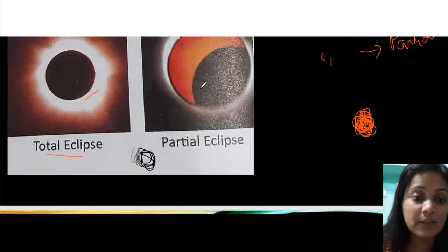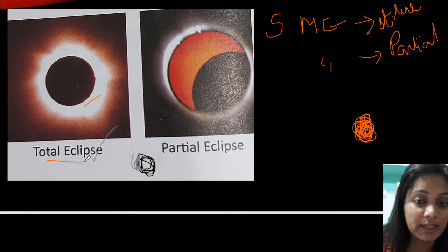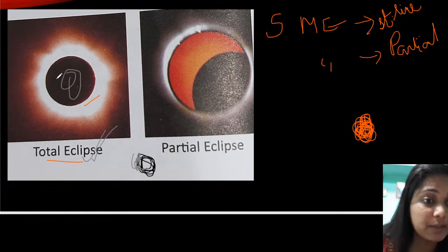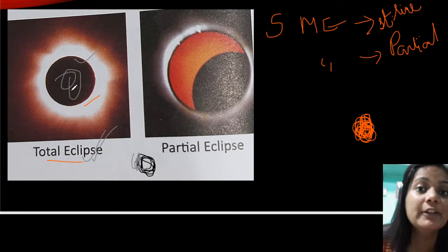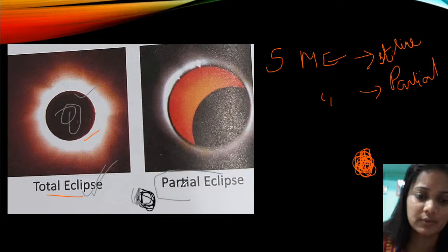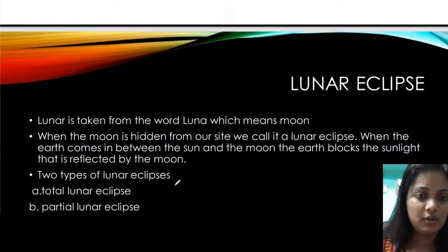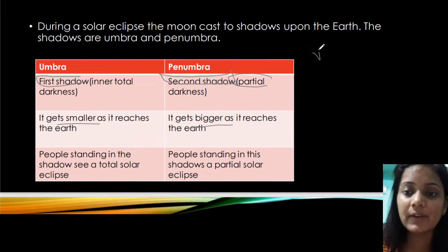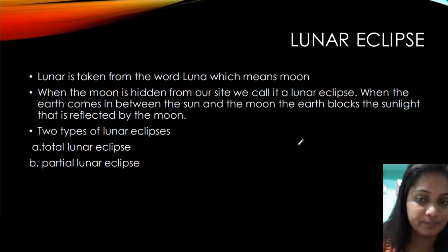So you can see in the picture of the total eclipse, complete black. Though I have used gray color, you can see this shadow is completely black. But here, is it completely black? The answer is no. A little bit of shades of gray you can observe in the partial eclipse. So this is the difference, and it is very important. Please go through it: what is umbra and what is penumbra?